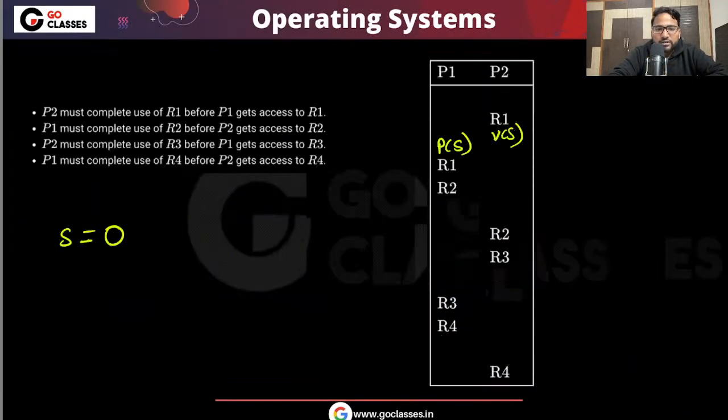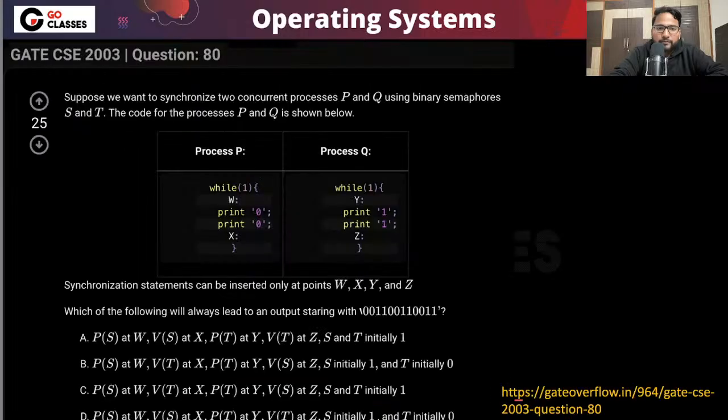Now let's see more questions, and probably you will understand these things more. All of these questions are based on only one thing: ensuring the order. In case of binary semaphore, this is very useful because it ensures the order. Now, suppose you want to synchronize two processes P and Q using the binary semaphores S and T, and the processes are given below. The synchronization scheme can be inserted at the points W, X, Y, and Z.